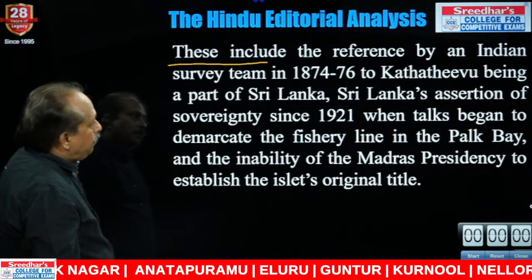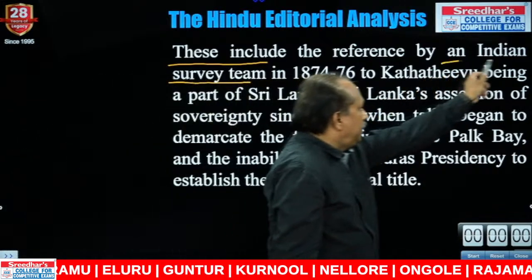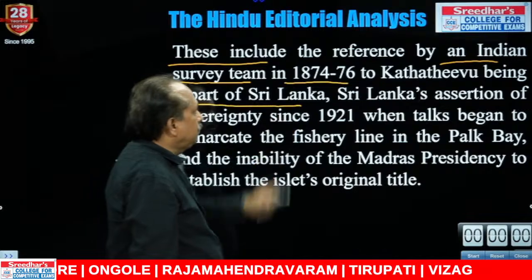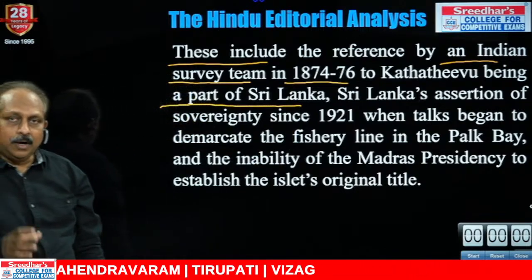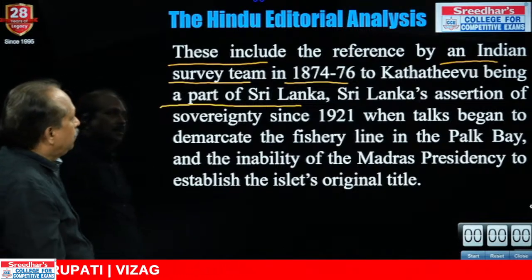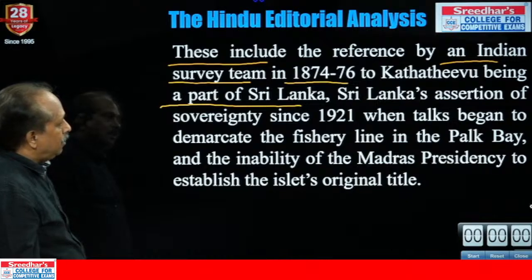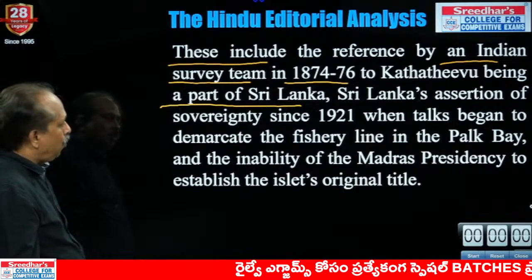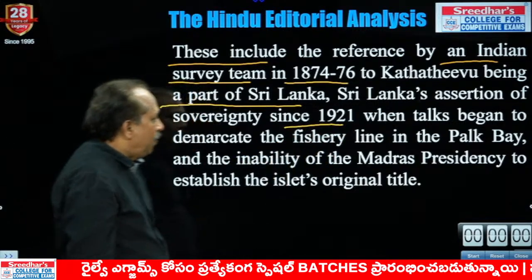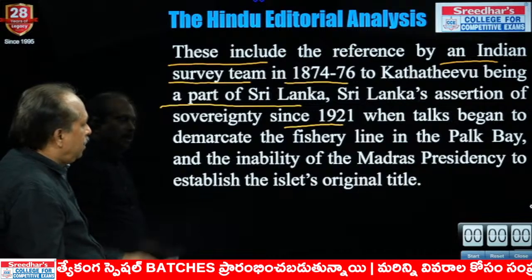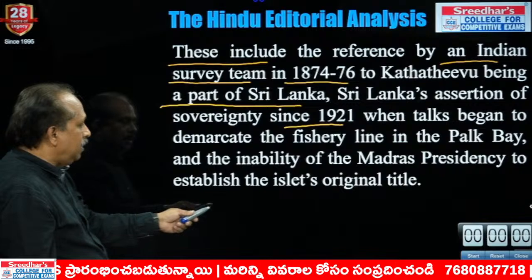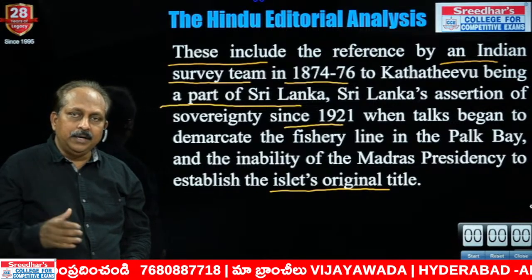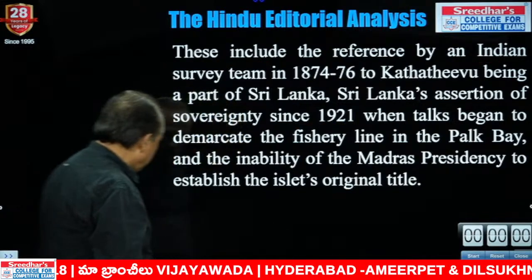These include the reference by an Indian survey team in 1874-76 to Kachativu being a part of Sri Lanka. An Indian team also referred to Kachativu as a part of Sri Lanka. Besides that, Sri Lanka's assertion of sovereignty since 1921, when talks began to demarcate the fishery line in the Palk Bay, and the inability of the Madras Presidency to establish the islet's original title. These also substantiate that they come in aid of the facts being in favor of Sri Lanka.